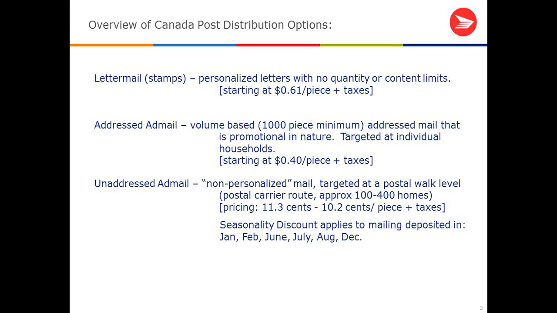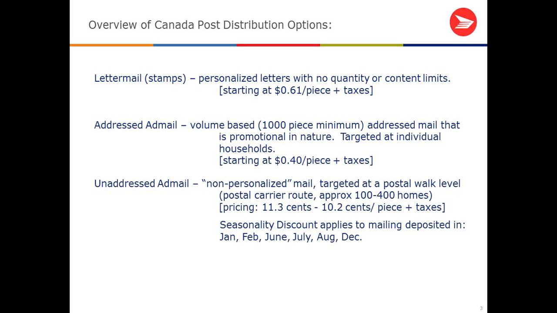Unaddressed ad mail, or non-personalized mail, is the one we're typically using in the real estate market. It doesn't have an indicia, doesn't have personalization on it. It's a standard sort of postcard and flyer format that we typically see in our mailboxes. The targeting is typically done at a postal carrier route, which is about 100 to 400 homes. We can't get any tighter than that for this particular postage rate.